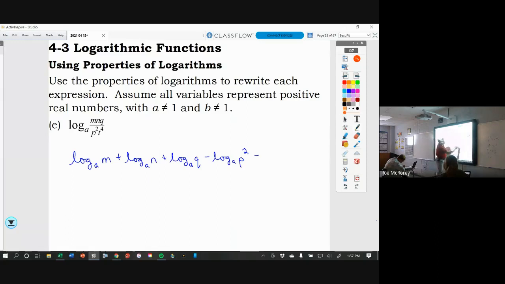Minus log base A of T squared, T to the fourth, but wait, no, never mind. As she was pointing out, we can't have exponents. Those exponents need to come out in front of their respective logs. So you could have actually gone straight to this answer. If you would have written the 2 here and the 4 here, that's the correct answer: log A M plus log A N plus log A Q minus 2 log A P minus 4 log A T.